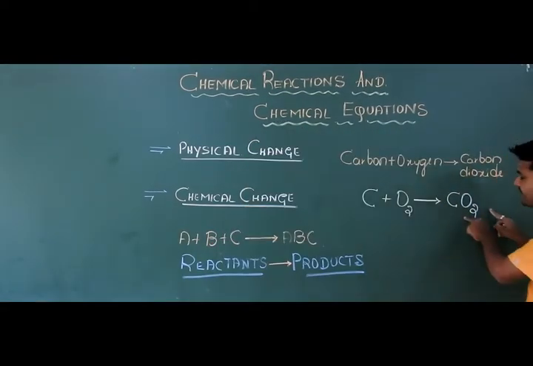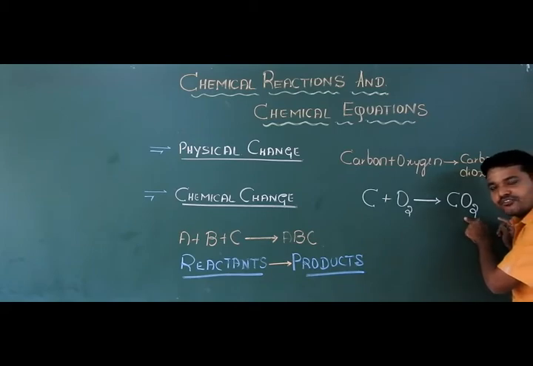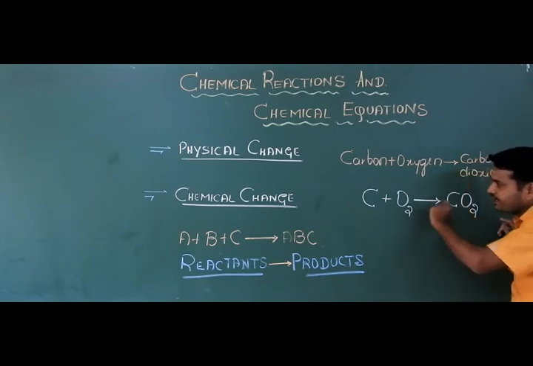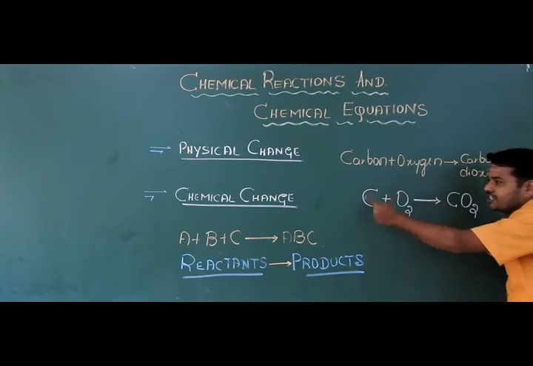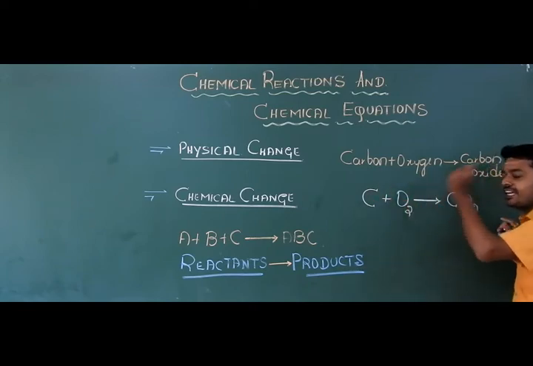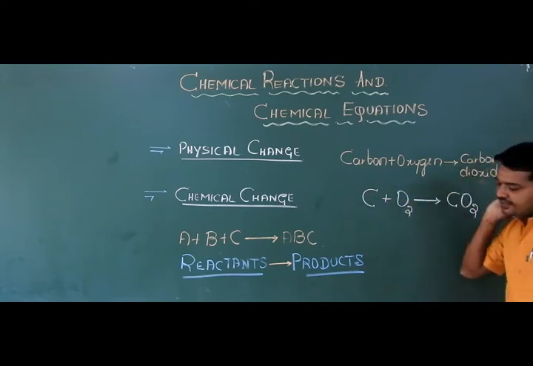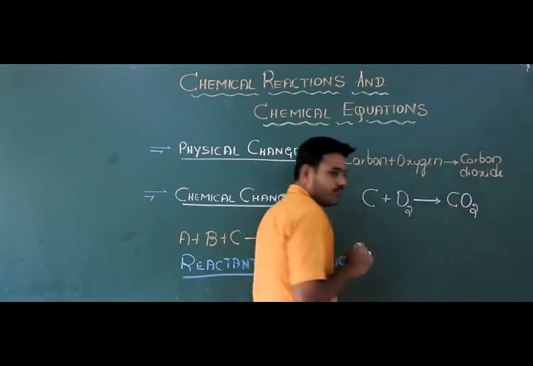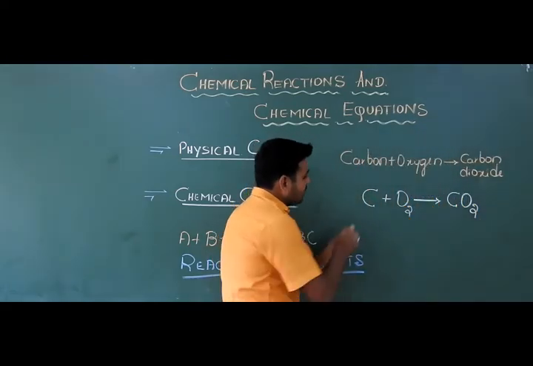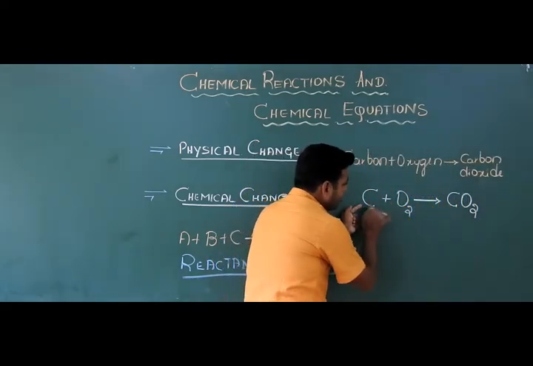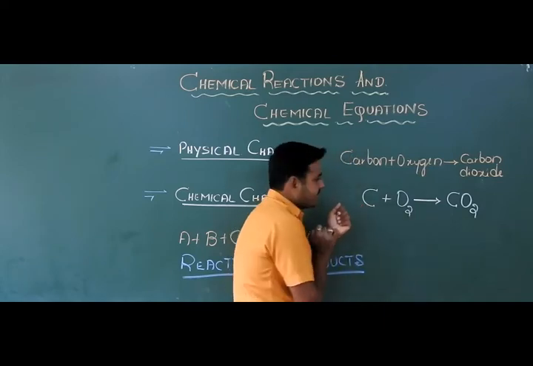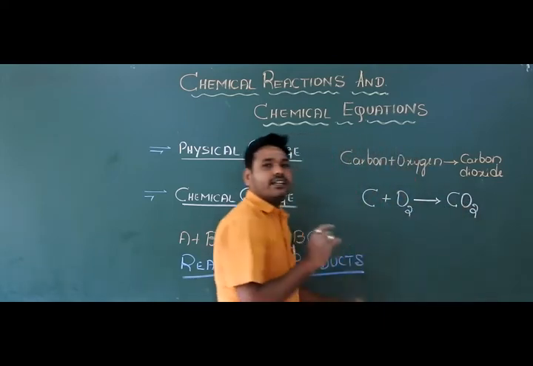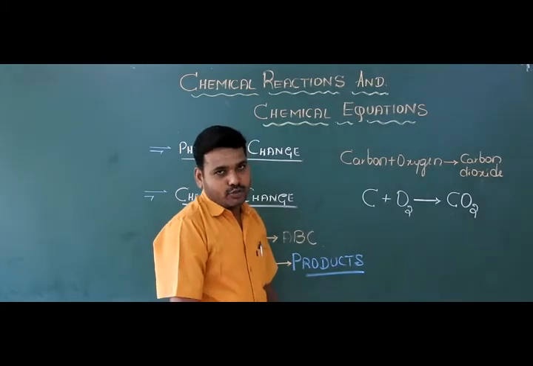So this is the symbolic representation of a chemical reaction, students. That is nothing but the chemical equation for the combustion of carbon element. And now in this symbolic representation, carbon and oxygen, these two are called the reactants, whereas carbon dioxide is called the product, students.